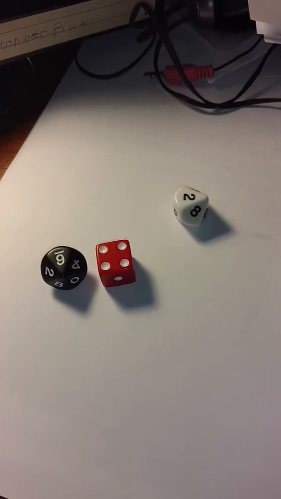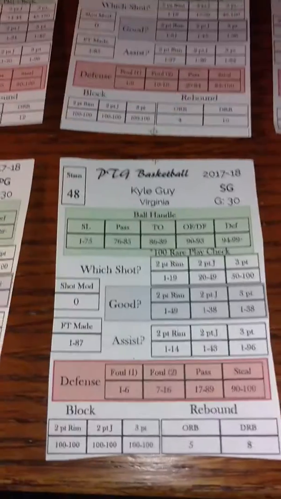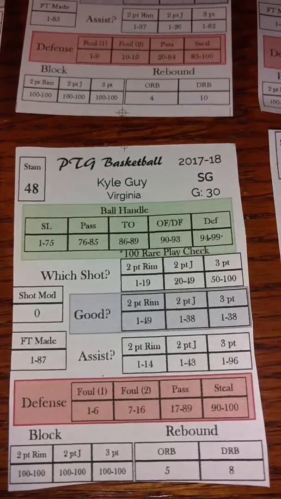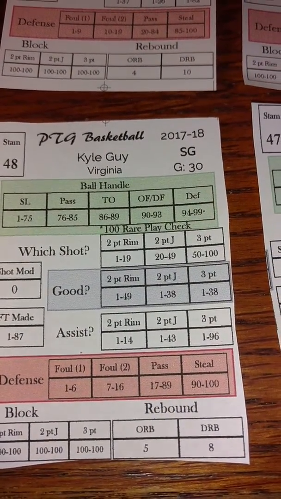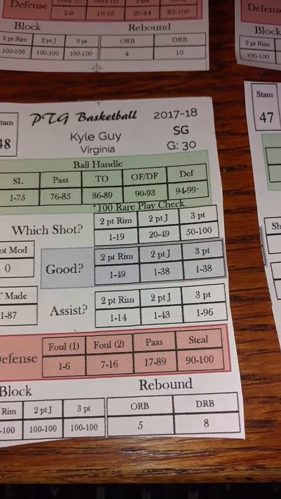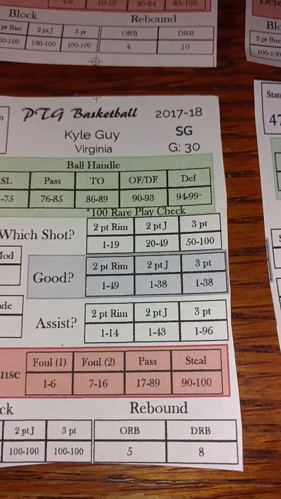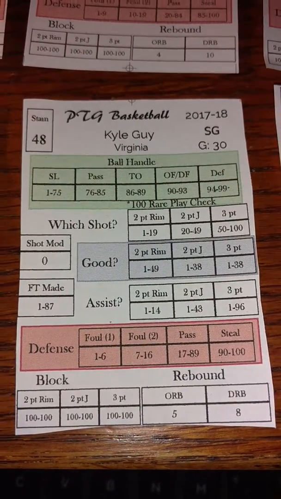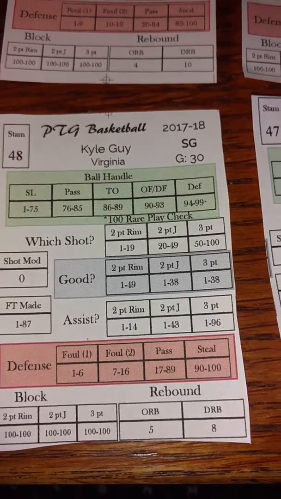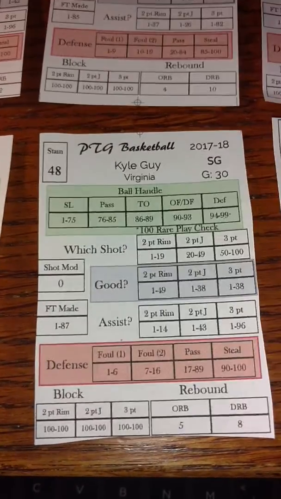You've got 62, which is the number you need to worry about now. SL, it is a shot. So 11 is my roll. Look at Kyle Guy's shot. 1 to 19 is a rim, so it's in the rim area, so he's standing close to the rim. We rolled a 37 to see if it's good. Rim is 1 to 49. It's good.